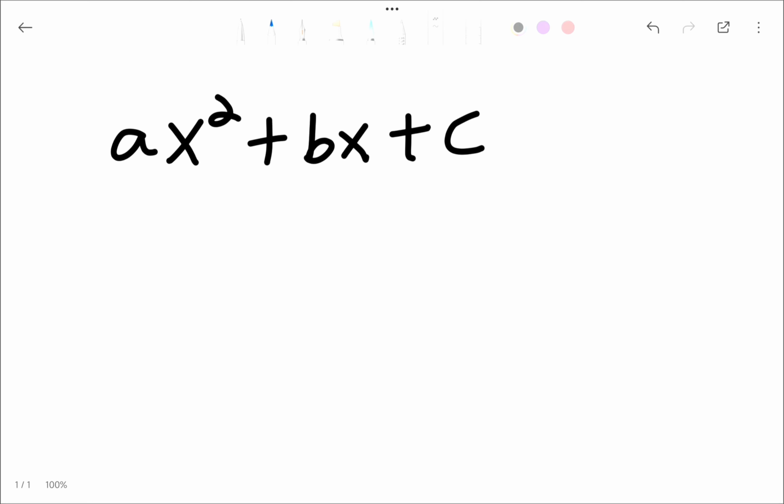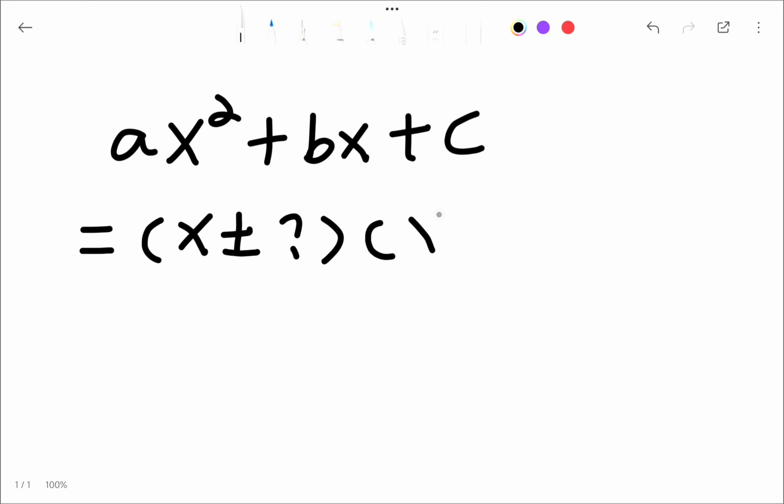The goal of factorizing is to write the expression in terms of two sets of brackets multiplying together like this. X plus or minus a number, multiplying with x plus or minus another number. Each set of brackets is referred to as a factor of the quadratic expression. Therefore, this process is called factorization.